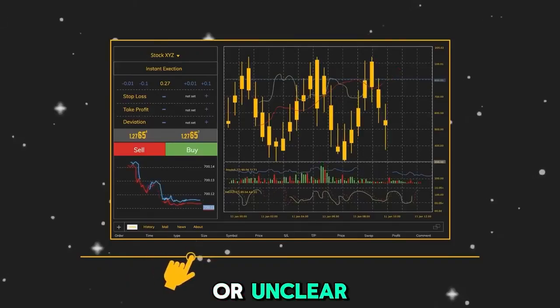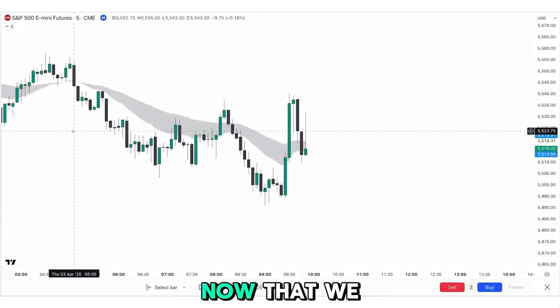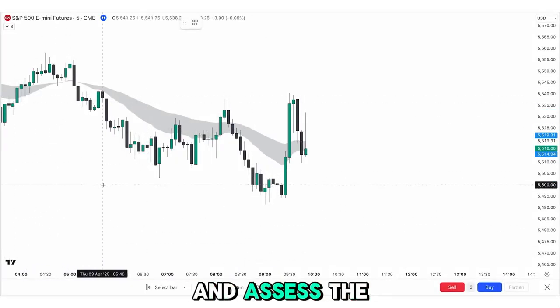When it's choppy or unclear, I usually just wait. But when it's this clean, I know exactly what I'm looking for. Now we can move on to the next step, the lower time frame. All right, so now that we have our higher time frame bias locked in, the next step is to drop down to the lower time frame and assess the cloud there.